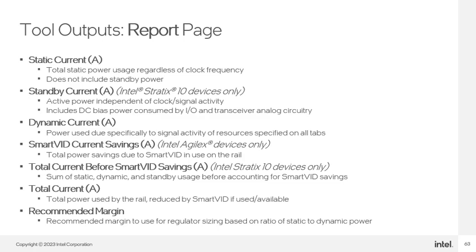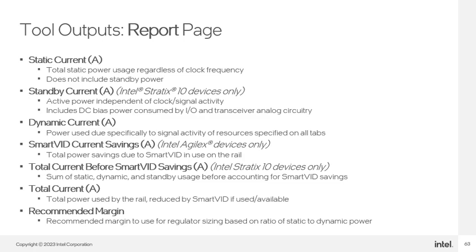Total current before SmartVid savings is another Intel Stratix 10 device specific value. Instead of displaying total power savings due to SmartVid, this value shows what the total power usage would be using the typical core voltage of the device instead of the SmartVid reduced voltage. This way, you can see what the power swing would be between the typical voltage and the low voltage.